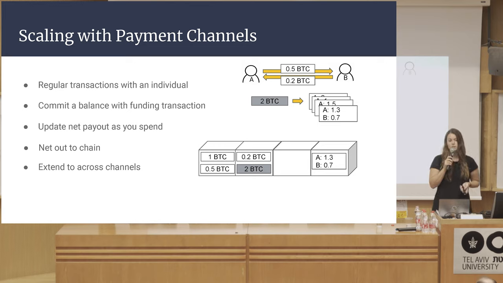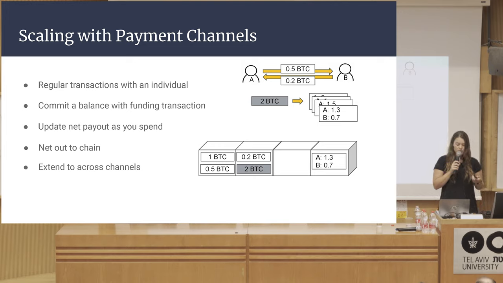So what payment channels do is allow users to commit to what's called a funding transaction. This is a two-of-two multisig, which goes on chain, and it commits a certain balance into a payment channel. From this point, they update a net payout from this two-of-two multisig, which assigns balance to each user. When we start out, Alice will have two and Bob will have zero, because Alice put the money into the two-of-two multisig. Then they can continue to update the balance in this payment channel to reflect payments being made. So if Alice sends Bob one Bitcoin, they update the state and each of them has one.